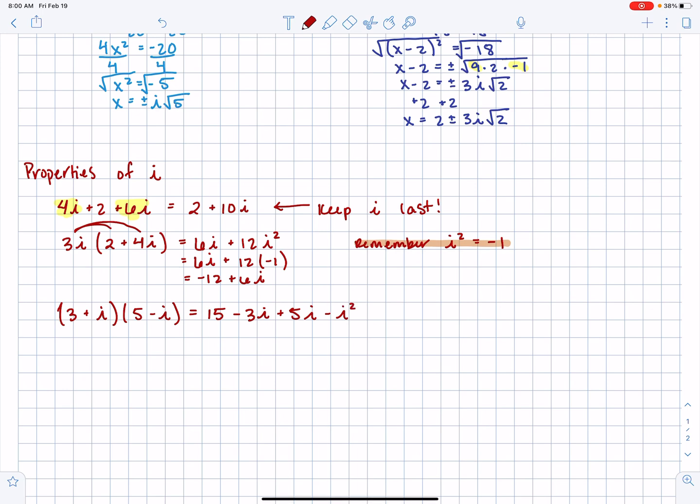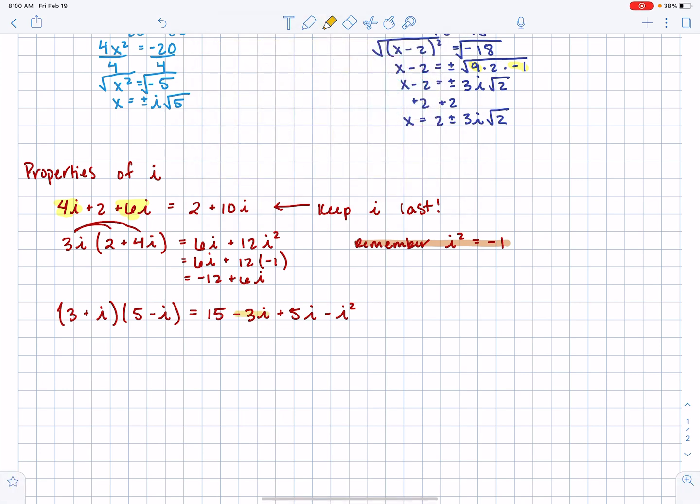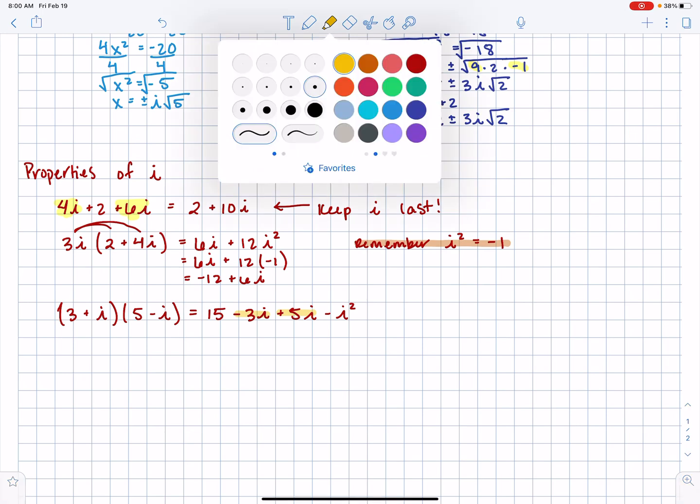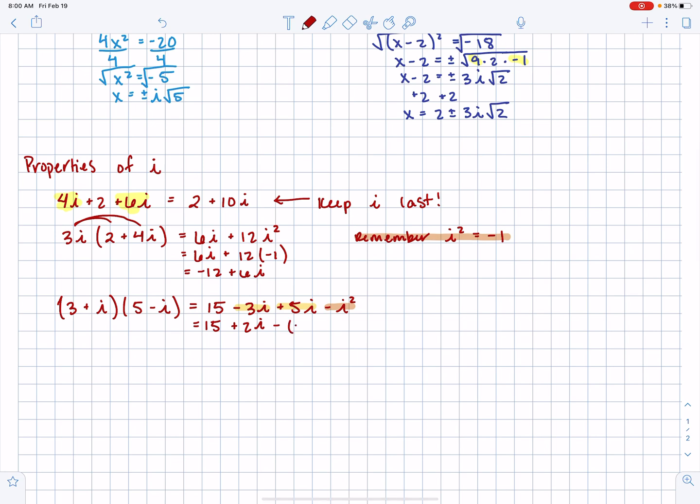All right, so in all of this, we can combine our -3i and the 5i, and we also want to remind ourselves that this i squared is -1. And this now means minus -1. So if we write this out, we get 15, and this is 3 minus 5, that's positive 2i, and this is minus -1, which is really plus 1. So 15 plus 1, I'm going to combine that to 16 plus 2i, and that's my final answer on that one.